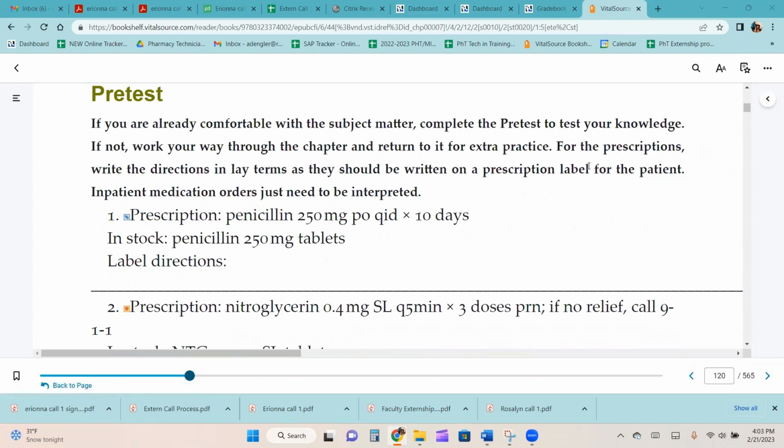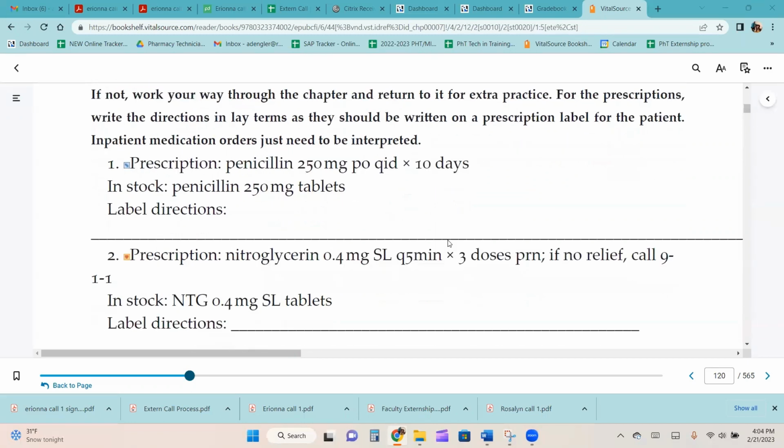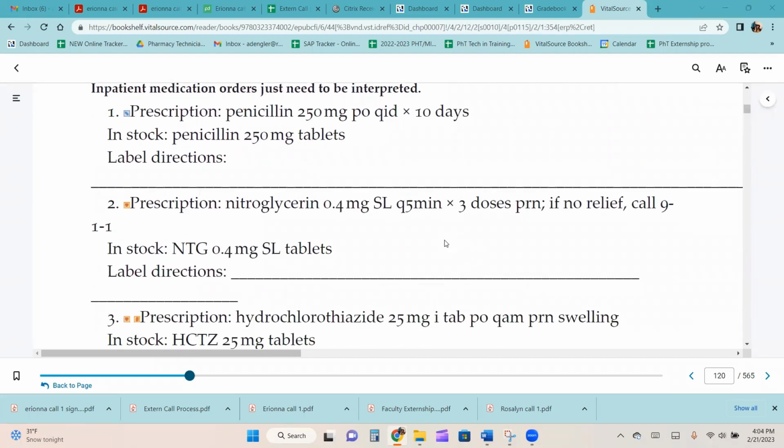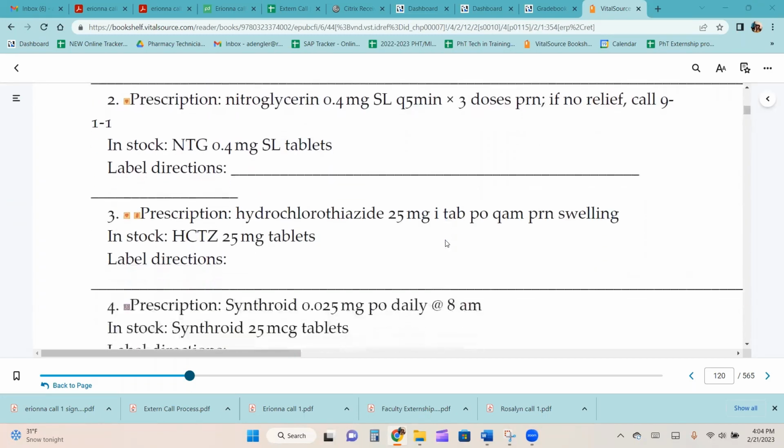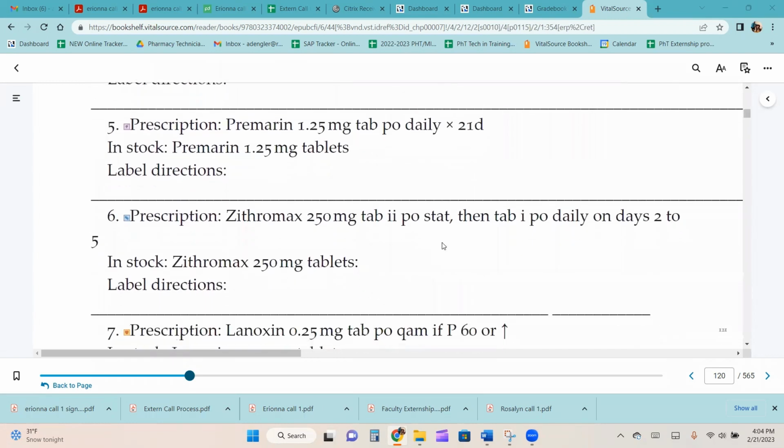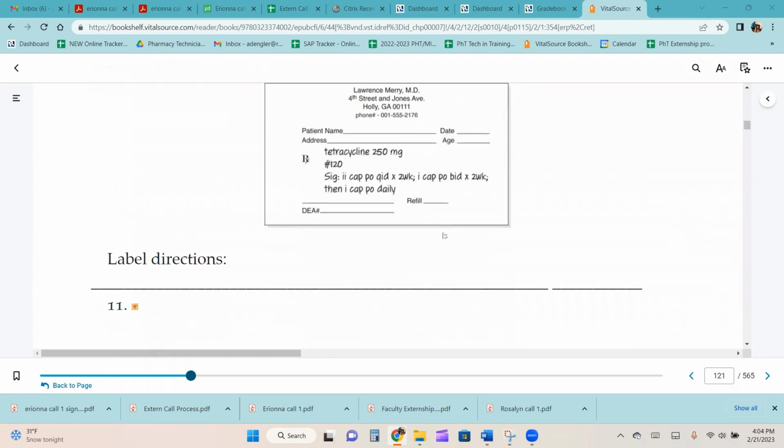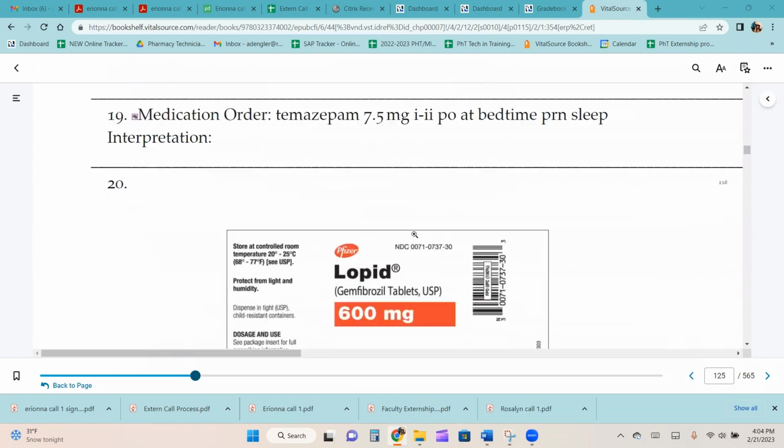It says if you're comfortable with the subject matter, you can complete it to your knowledge. I would say it's probably good practice after you went through the lecture video and stuff like that, but if you have no idea what you're doing, it's not going to be super easy to do at the beginning point. So I'm going to skip past that.